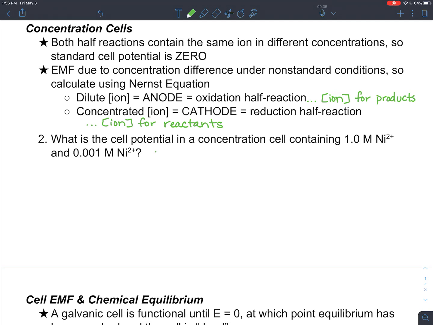Okay, so in this particular situation, we're going to say that this is at 298. And of course, we're dealing with the same ion. So if we have two of the same things, they're going to cancel each other out, and we're going to end up with 0 volts.